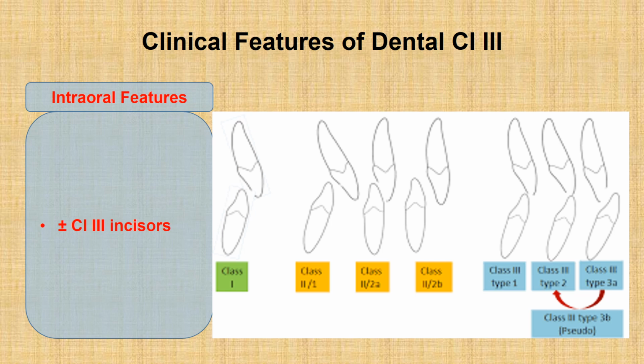Here the class 3 incisors are divided into 3 types. Class 1 is with a reduced overjet but still positive overjet. Class 2 is where the incisors are edge to edge, and in class 3 there is reverse overjet.